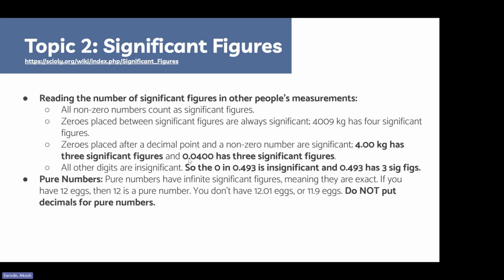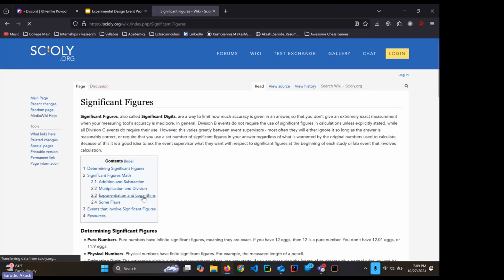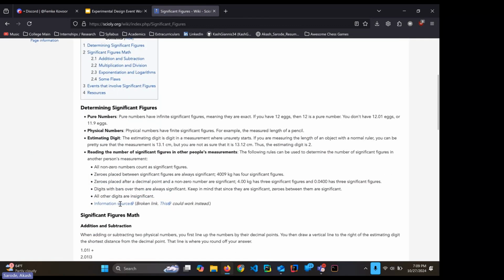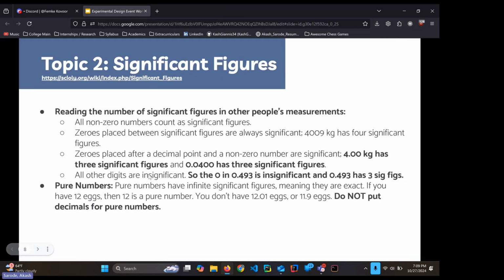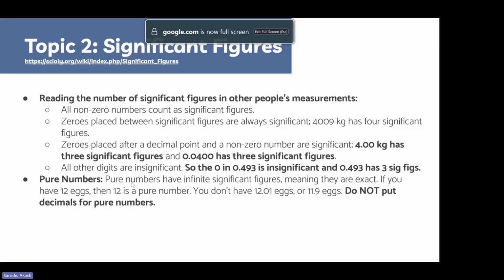But if you have 0.0400, the 0 that comes before the 4 is not significant, because even though it comes after a decimal place, the decimal place comes after a 0. So I know this is very confusing, but if you want to gain a concrete understanding, here's a link that I have here that basically takes you to SciOly Wiki, which is a very useful resource, and it goes more in depth about this concept. But yeah, that's basically how significant figures work.